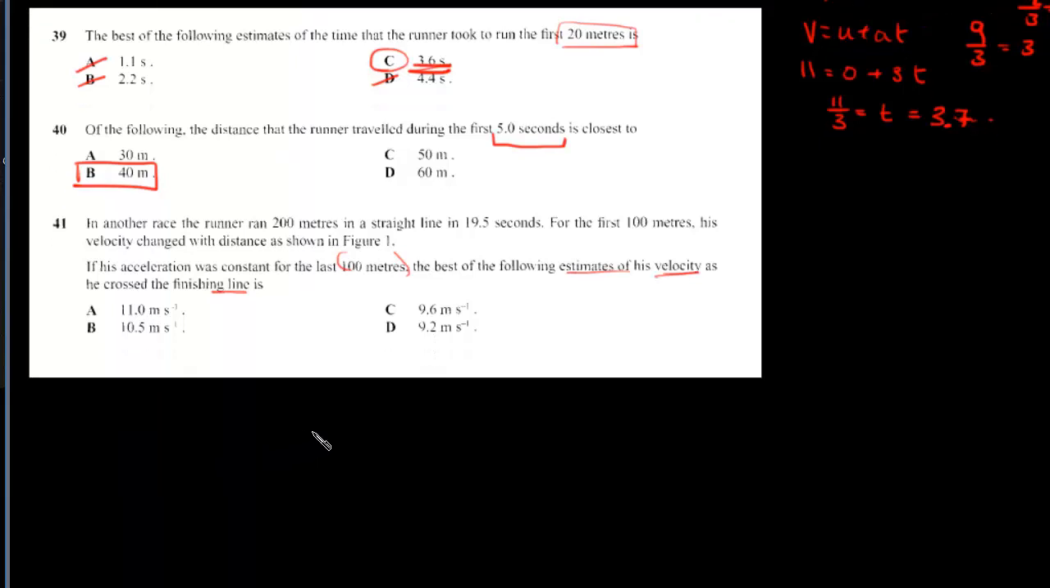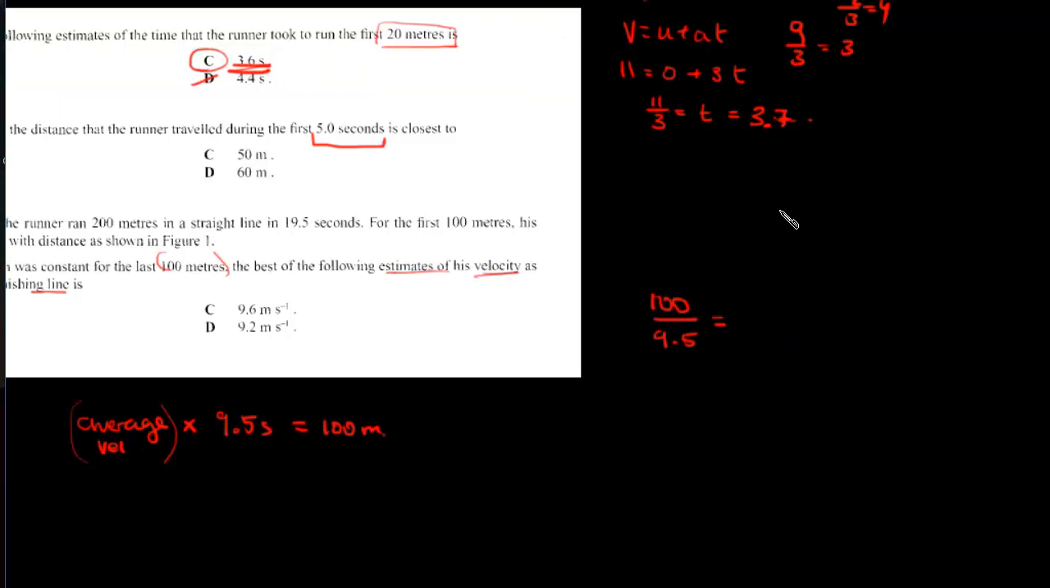So here's the thing. Whatever the average velocity is, times 9.5 seconds, must give us 100 meters. So you have to figure out what the average velocity is first. I'm just going to divide 100 by 9.5. Sometimes you just have no choice but to divide. I'm just going to divide 1000 by 95. That's equivalent to dividing 100 by 9.5.